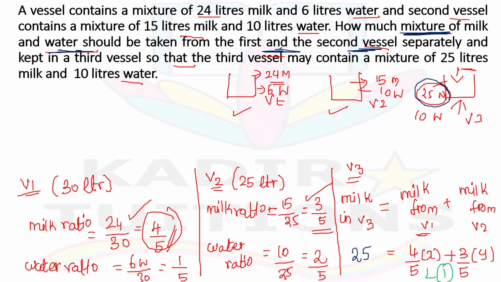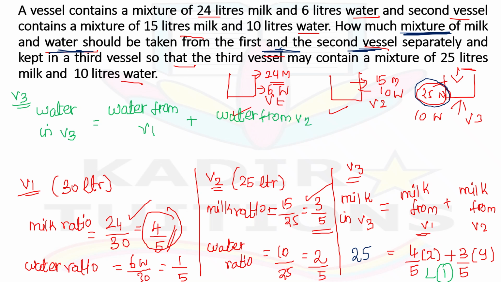So now I am going to take the water also from both the vessels, right? So that is our equation 2. Now we are going to frame that, so I'll be writing over here. Okay. So now what we required: water in vessel 3 is equal to how much water we are taking from vessel 1, water from vessel 1 plus water from vessel 2.